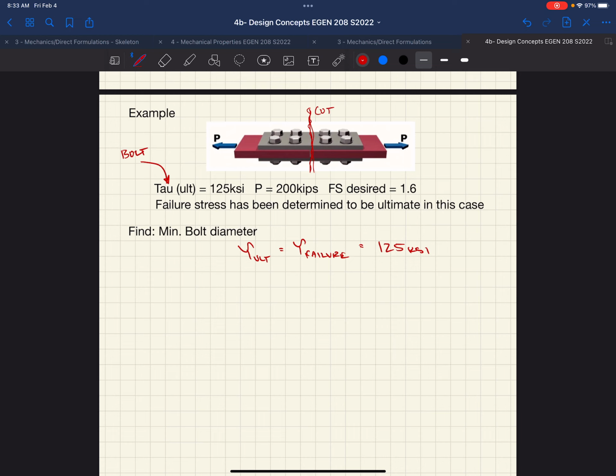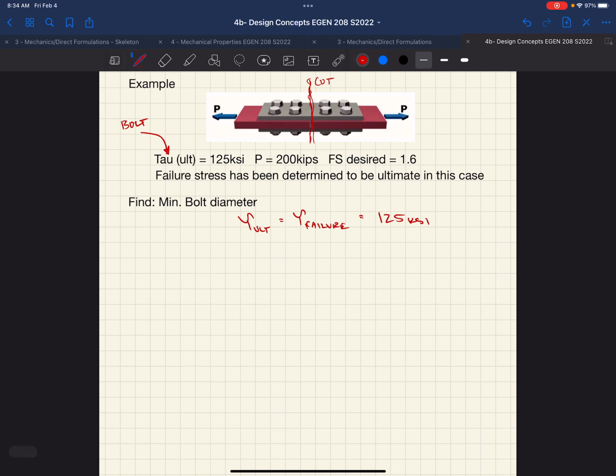So they let this thing deform a bunch before? Yes, potentially. Yep. It could shear a little bit. These bolts could plastically deform or permanently deform, right? They will, because they're going to be greater than the yield stress. But they're saying that we're not going to consider this completely failed until you hit the failure stress, which is 125 KSI. Okay.